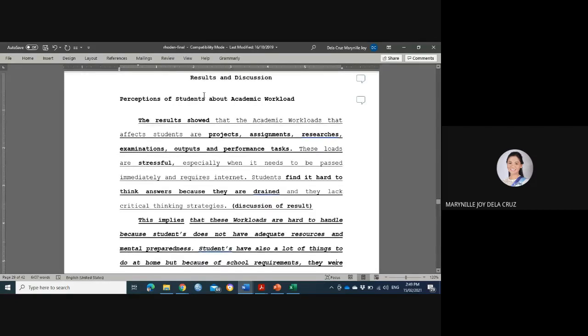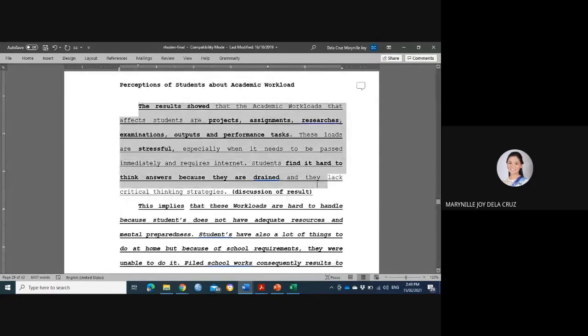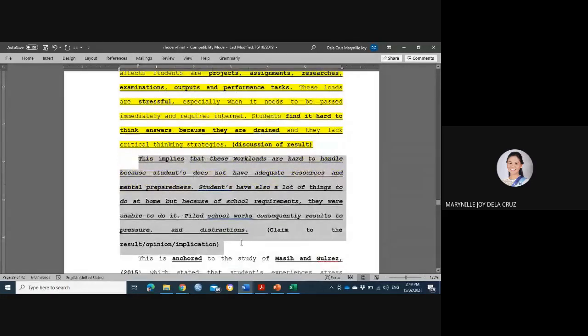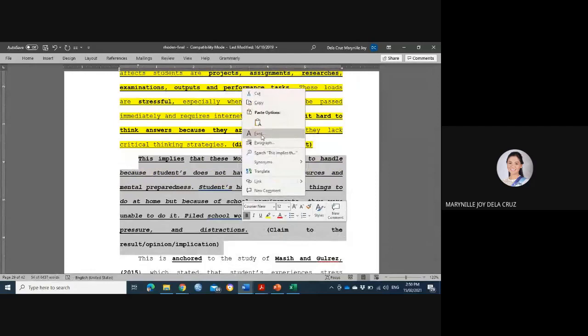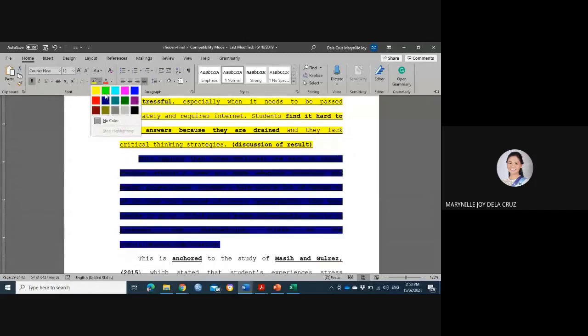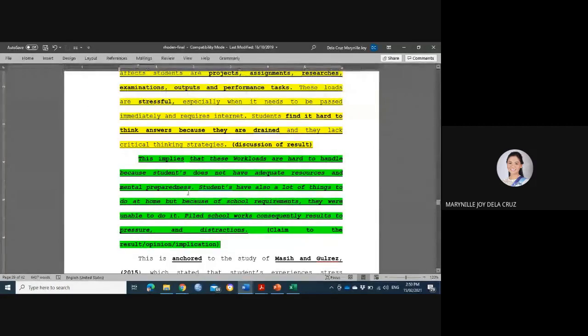For those who are doing qualitative research, you are going to write only the result and discussion of the result of your work based on the themes and the codes, followed by your implication or your claim or opinion. So that is your implication or claims or opinion about the discussion of your result.